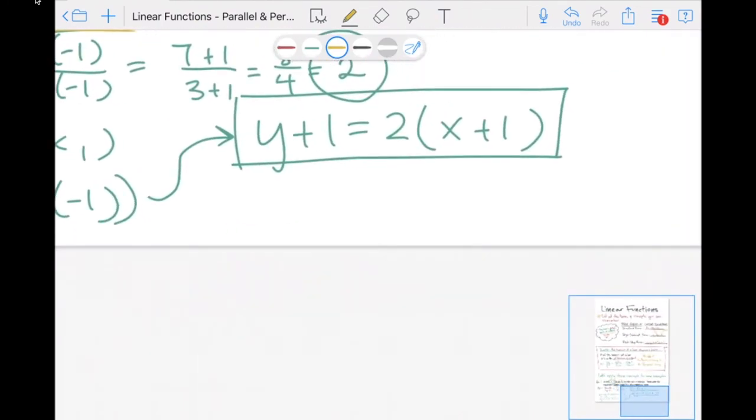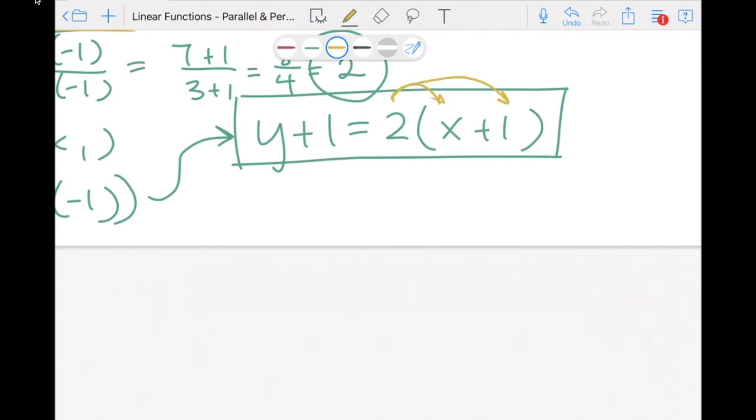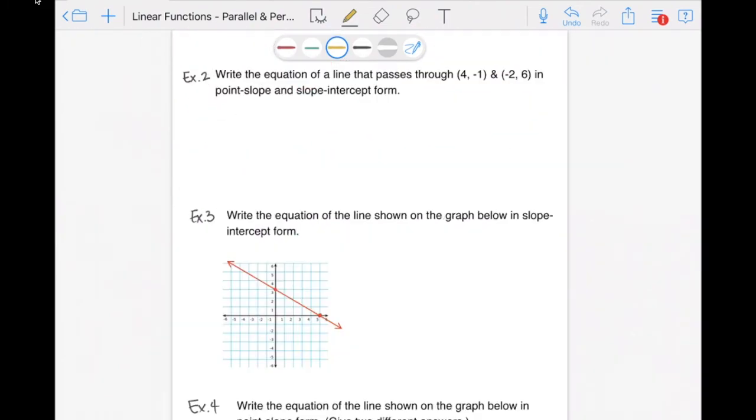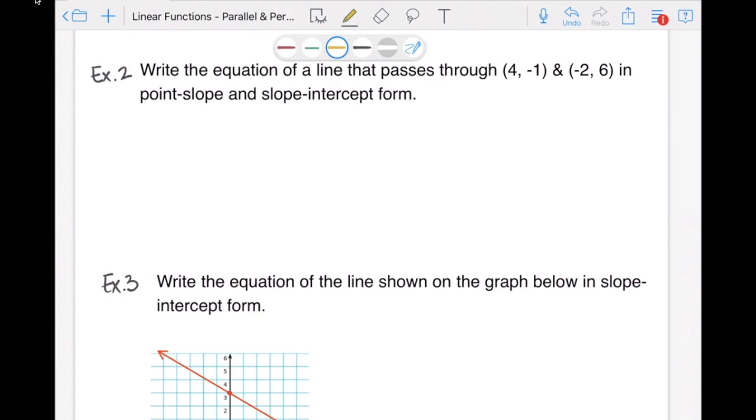So now if we want to find slope-intercept form, we can just go ahead and convert. So now we can go ahead and simplify. So we'll have y plus 1 is equal to, we're going to distribute 2 times the quantity x plus 1, so we'll have 2x plus 2. And then we want to isolate our y value by subtracting 1 from both sides, and we get y is equal to 2x plus 1. And we're finished. Let's go on to one last example.